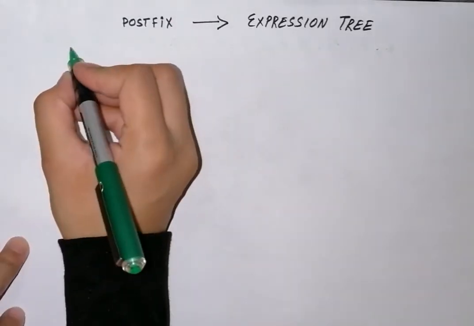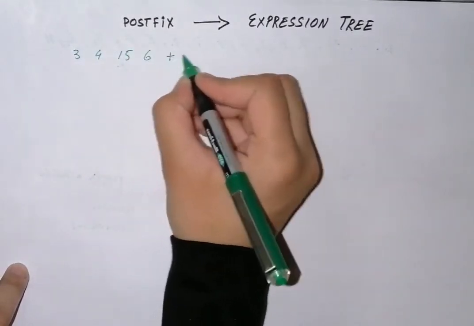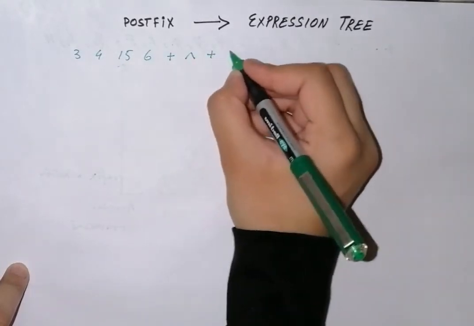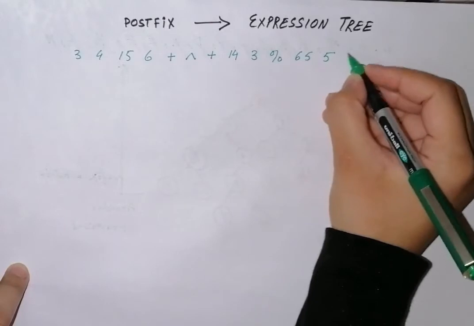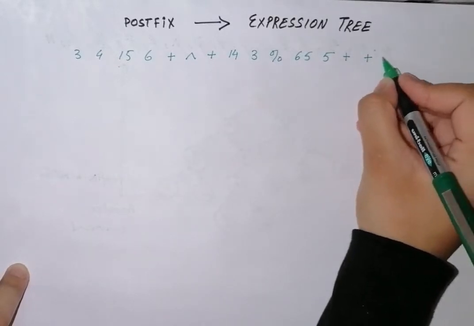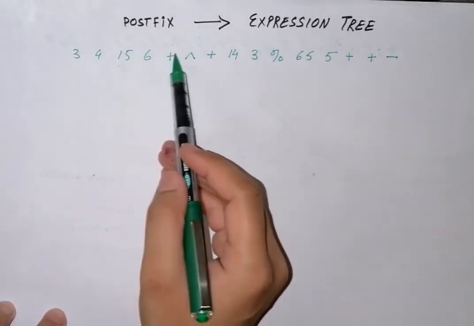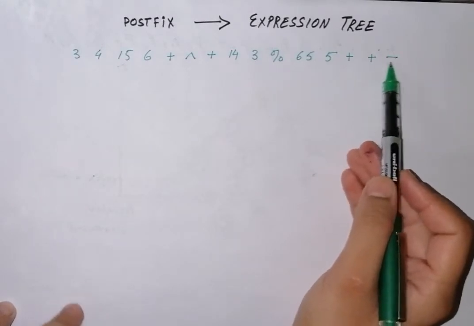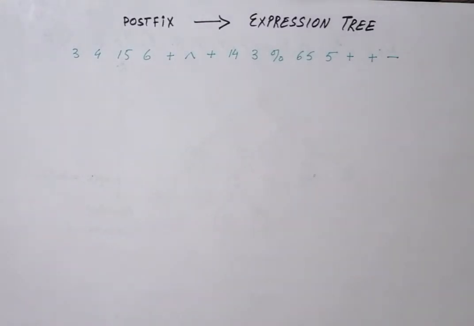So let's say I write an equation for you. 3, 4, 15, 6 plus power plus 14, 3 divided by 65, 5, let's say, plus and minus. Okay, so here you can say this is an expression where operands appear before operators, and in the end we get a few operators, a combo of the last few characters of this representation. This is our postfix expression of any given infix expression.